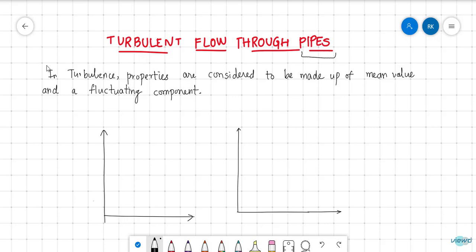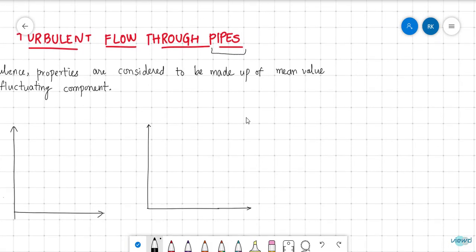So we have seen about laminar flow. So what is laminar flow? It is a smooth flow, layer by layer, that is called laminar flow. Random motion of particles, that is called turbulent flow. Haphazard manner of flowing, that is called turbulent flow.